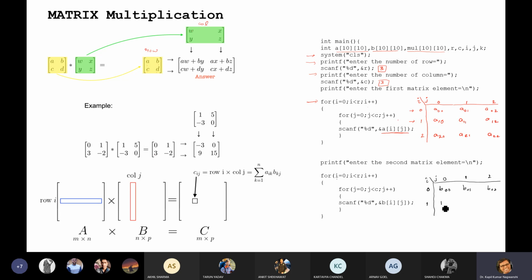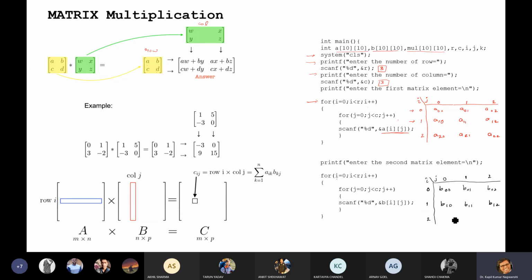So now b ij is 1, 0. Then j is incremented by 1, so now it will be b1, 1. And j is incremented by 2, then this will be b1, 2. And finally, it will exit from this loop and go to this loop.